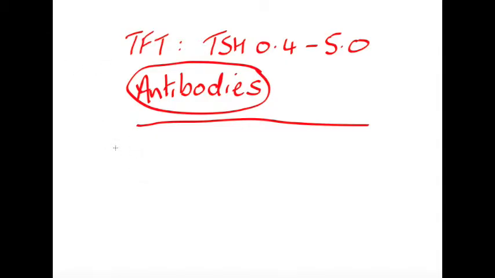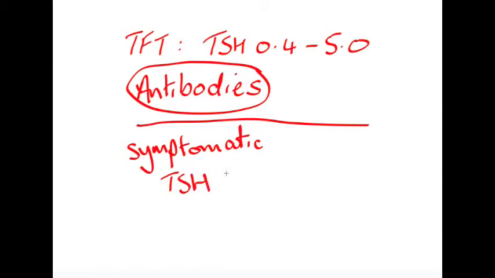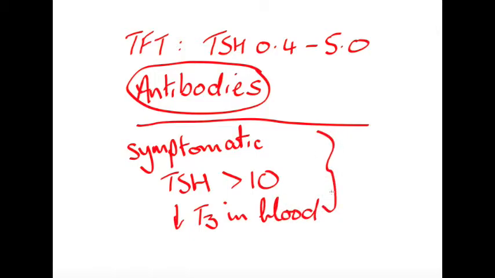Generally, if we look at a patient who is either symptomatic, or they have a thyroid-stimulating hormone level over 10, and remember we said here above the normal was 0.4 to 5, but here if the level is over 10, or they have a reduced thyroxine level in their blood, then it's likely they're going to need thyroxine tablets.